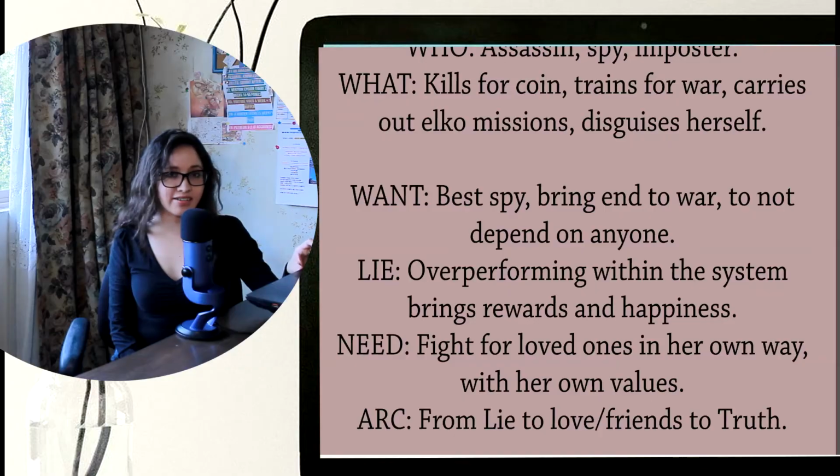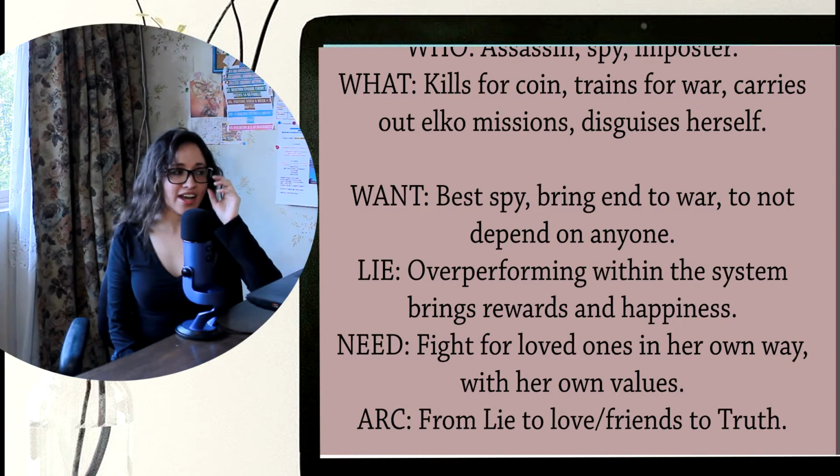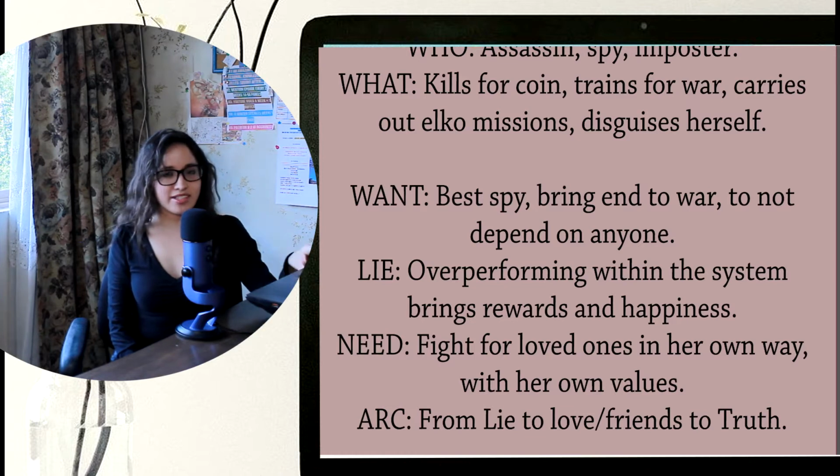Usually characters have a certain lie. That's how they see the world at the beginning, and then they have character development towards evil or towards good, and then they see the need. And this is very tied to the lie. So this is what I have here, what she will learn more or less, and her arc. Basically, she's going to go towards truth. And yeah, I have this for every character, even the characters that turn bad.